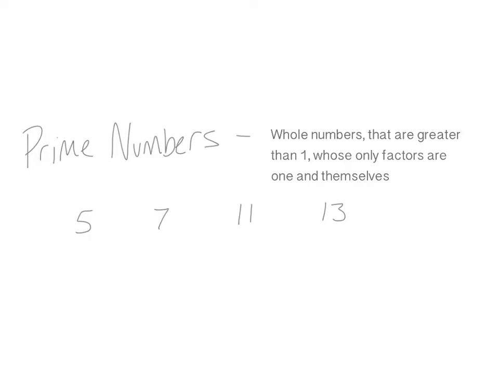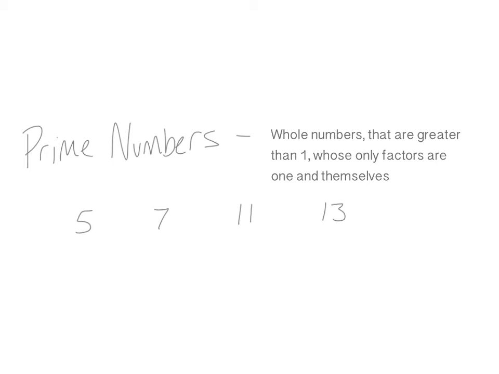Alright, so what's a prime number? Well, prime numbers are whole numbers that are greater than 1 and whose only factors are 1 and themselves. Now, what do I mean by that? Well, take the number 5, for example. How can you multiply to get to 5 using whole numbers? Well, 1 times 5. That's it.